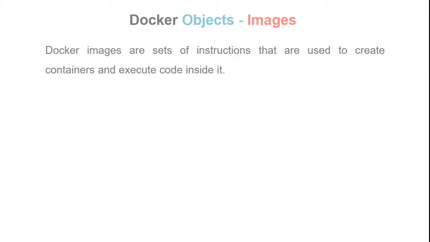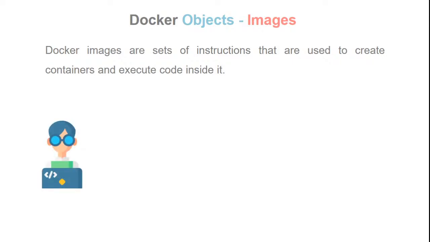So you guys know what a container is, right? How do we create a container? To create a container, we need a sort of blueprint. So let's say you want to create a house. How do you create a house? To create a house, you need a blueprint for that house, a plan of that house, a set of detailed instructions on how to create that house. So similarly, a Docker image is basically a blueprint for a container.